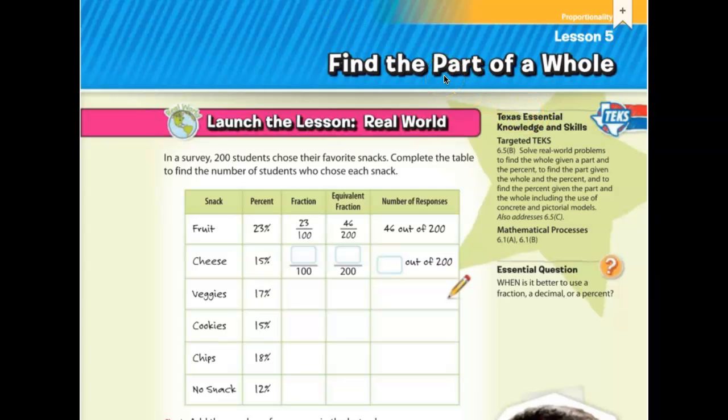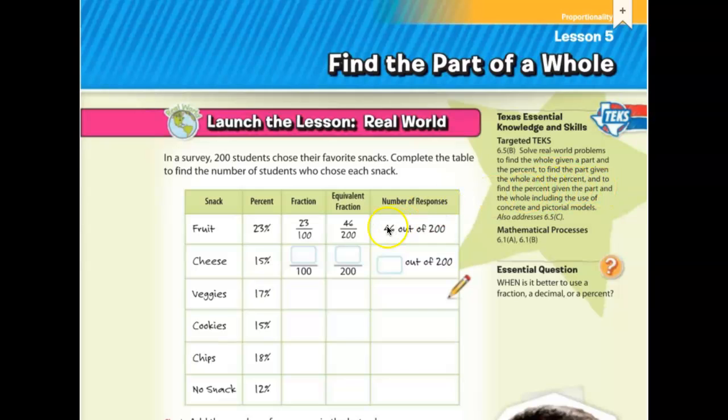All right, so we need to be on page 399, and today we're going to focus on finding part of the whole. But that's not all that we're going to be doing. According to the TEKS here, we should be able to find out what the whole is given the part and the percent, find out the part given the whole and the percent, and find the percent given the part and the whole.